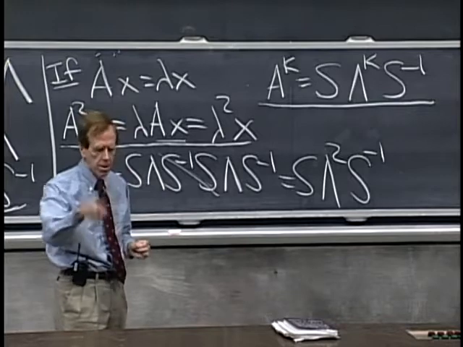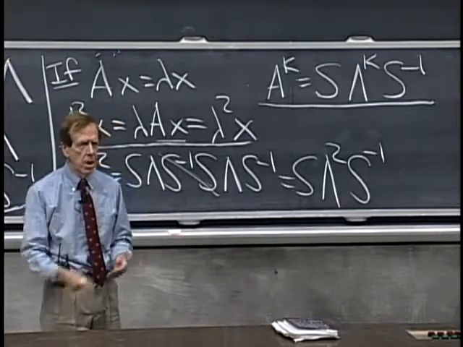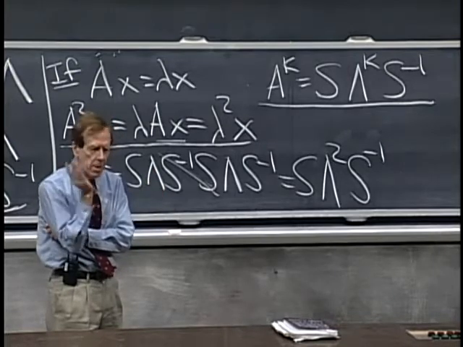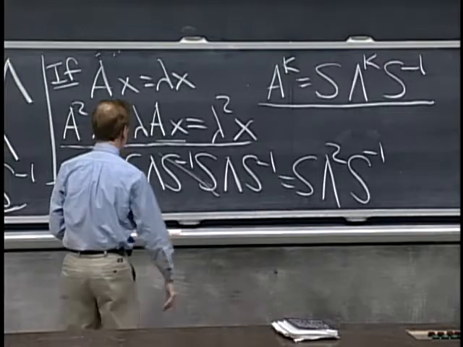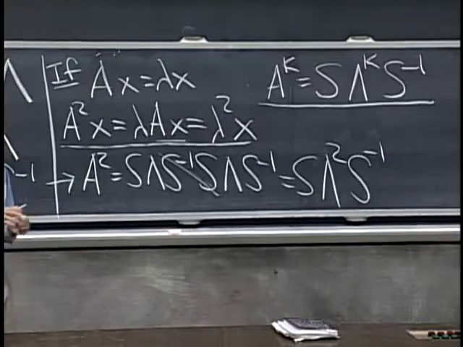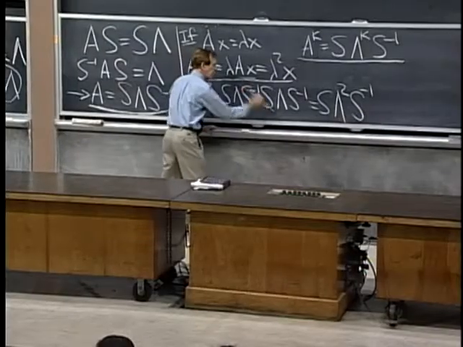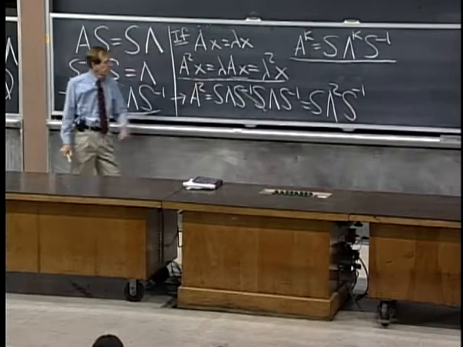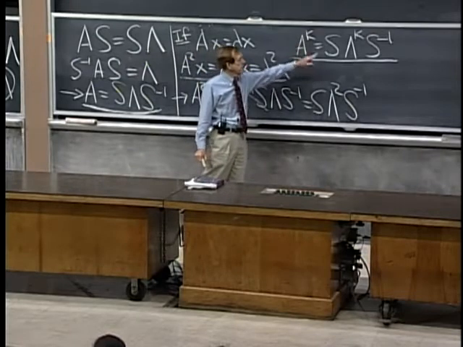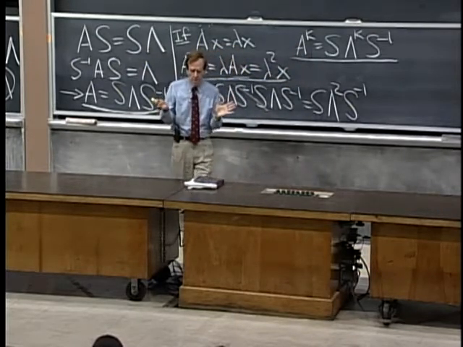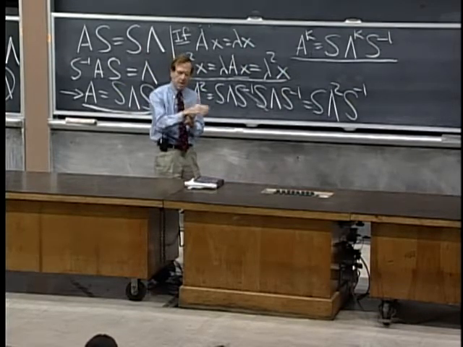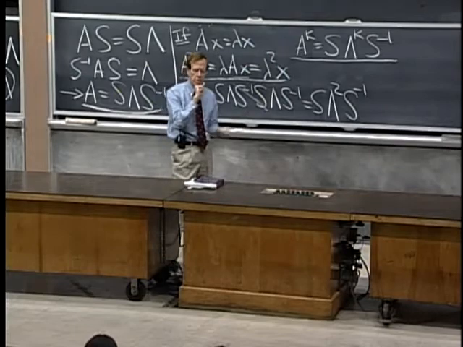If I multiply LU times LU times LU times LU 100 times, I've got 100 LUs. I can't do anything with them. But when I multiply S lambda S inverse by itself 100 times, 99 of these guys cancel out inside, and I get A to the 100th is S lambda to the 100th S inverse. I mean, eigenvalues tell you about powers of a matrix in a way that we had no way to approach previously.